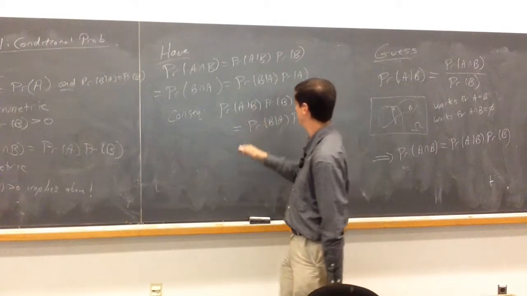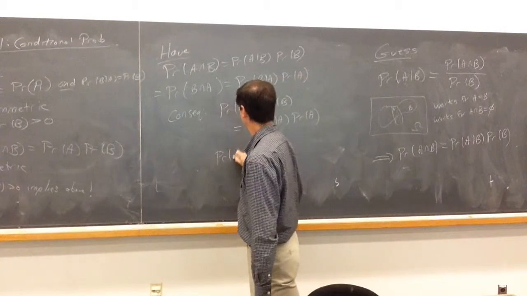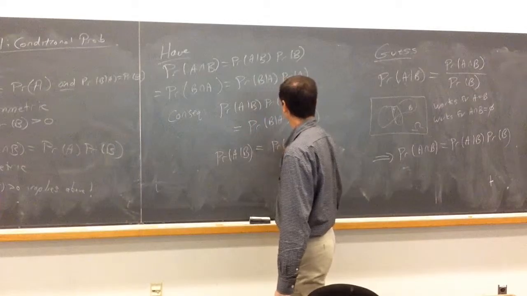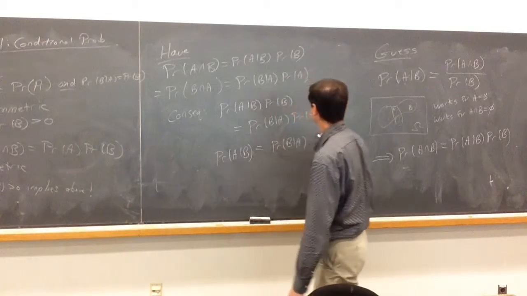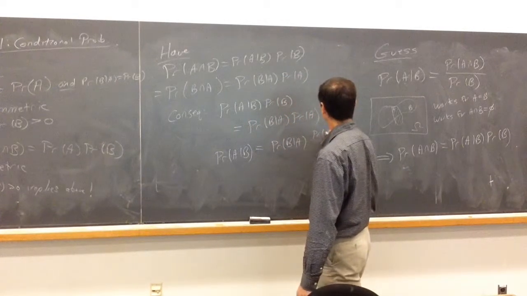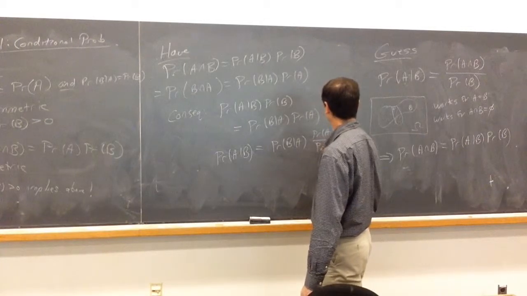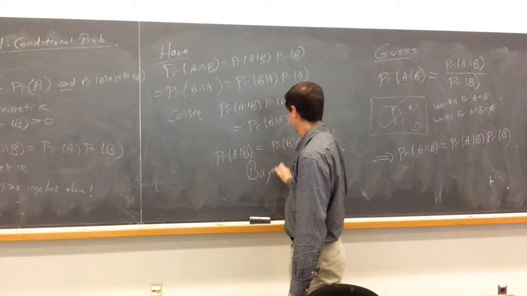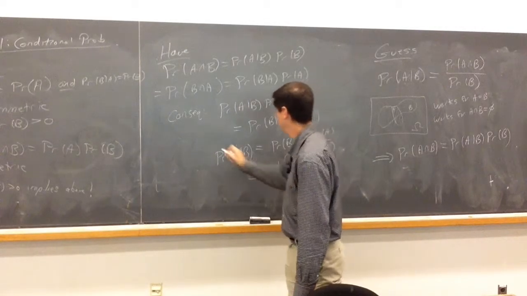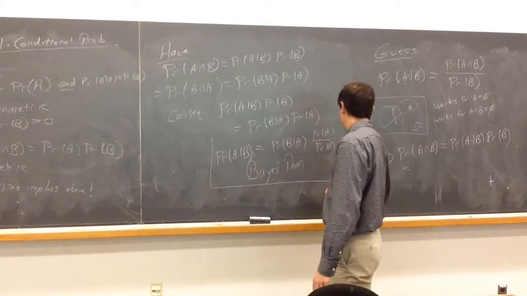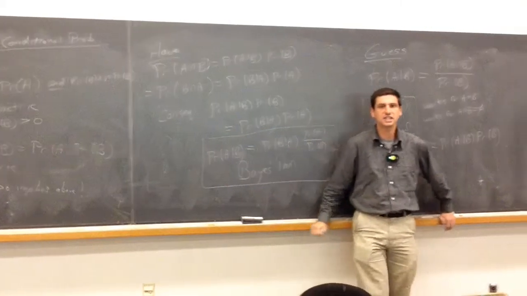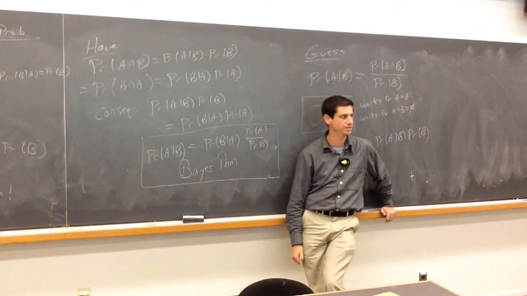Or we can solve and we can get the probability of A given B is the probability of B given A times the probability of A over the probability of B. And this is called Bayes' theorem. And we will talk more about this shortly today. But it's worth isolating this right now as we've gone into this.